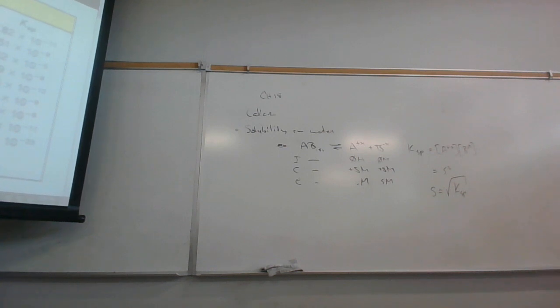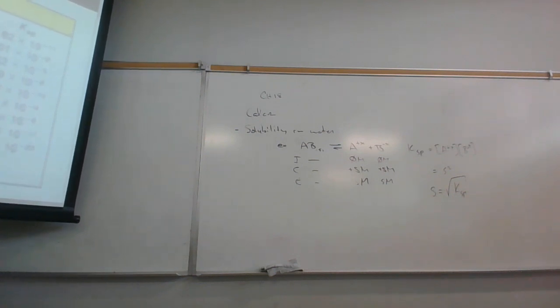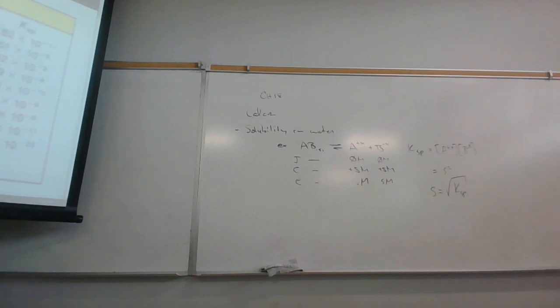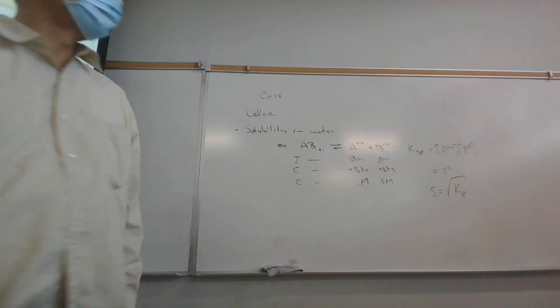In fact, any 1-to-1 salt, AgBr is the same thing, AgI, AgSCN. This is the thiocyanate ion, SCN minus. Barium carbonate is the same. Barium sulfate, calcium carbonate, cadmium sulfide, iron 2 sulfide, magnesium carbonate. All those are just the square root of the KSP, would be the molar solubility.